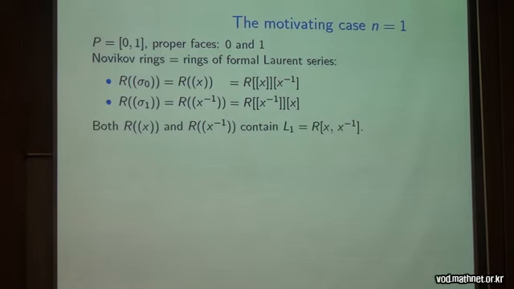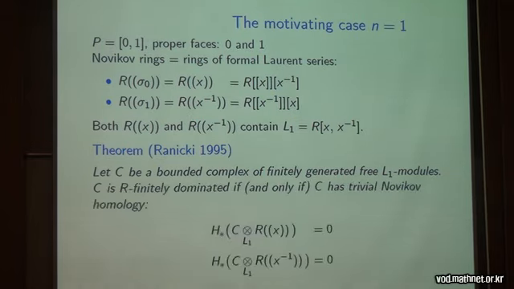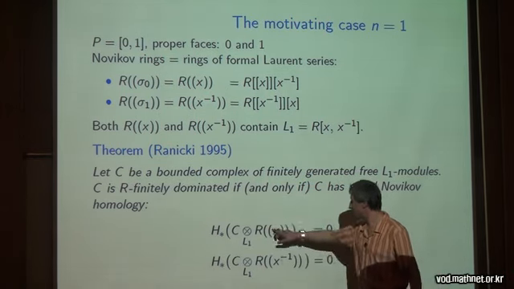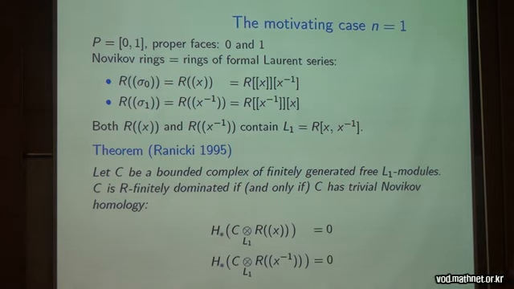Both of them contain L1. Of course, both contain the Laurent polynomial ring. And then Wronitzky has shown in 1995, and that's the theorem that really got me into the subject: if you have a bounded complex C of finitely generated free L1 modules, then C is finitely dominated if and only if C has trivial Novikov homology. So if you tensor up with the Novikov ring R of x, and the Novikov ring R of x inverse, in both cases you get something that's acyclic or contractible. That's the same in view of all the freeness here. So this is really the one-dimensional case of the theorem.